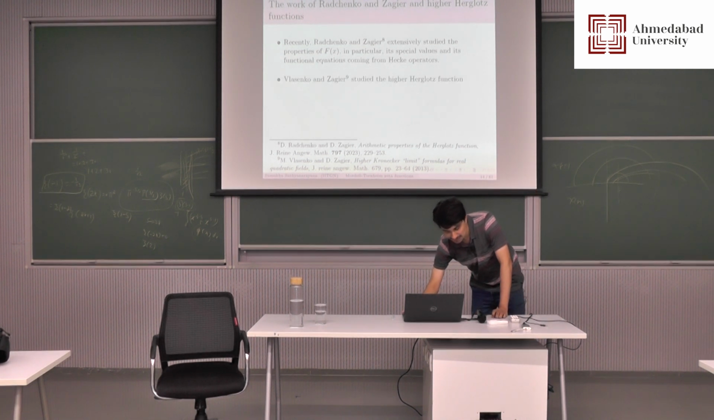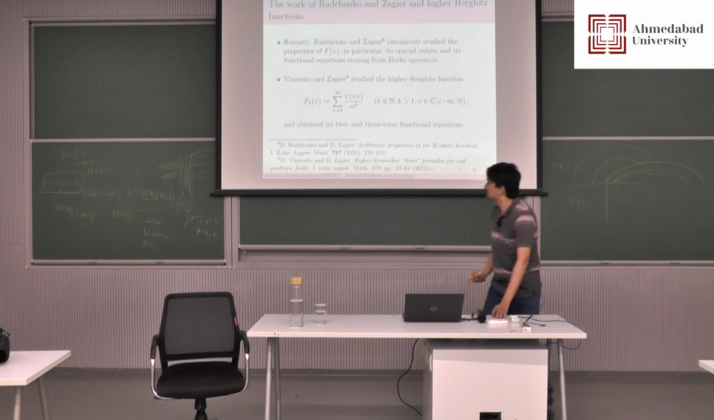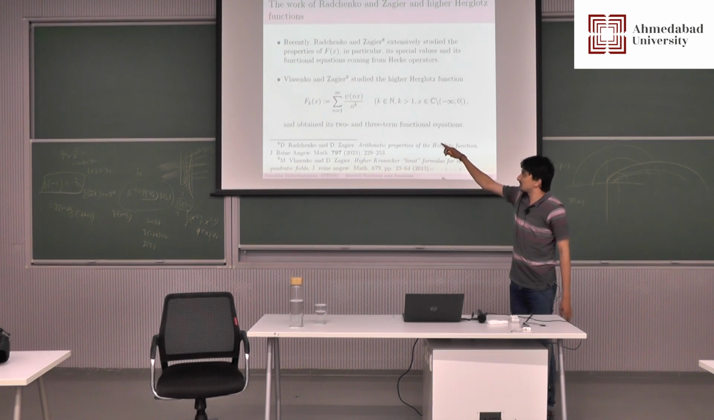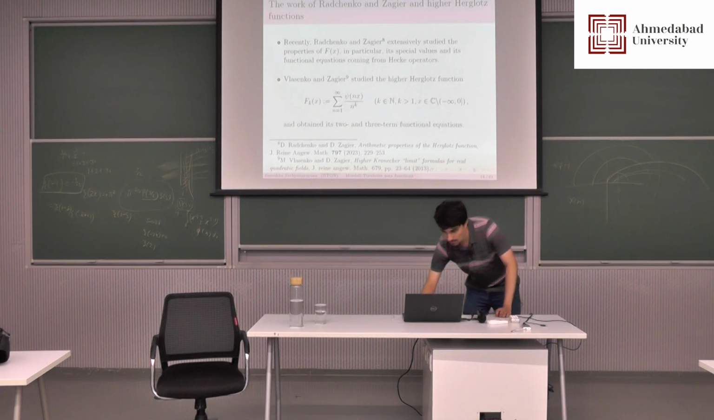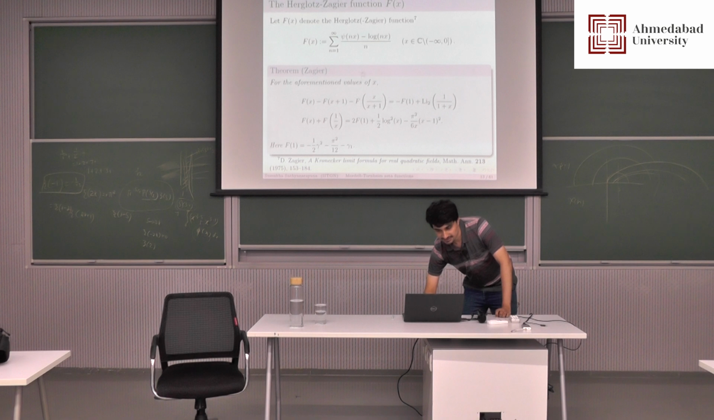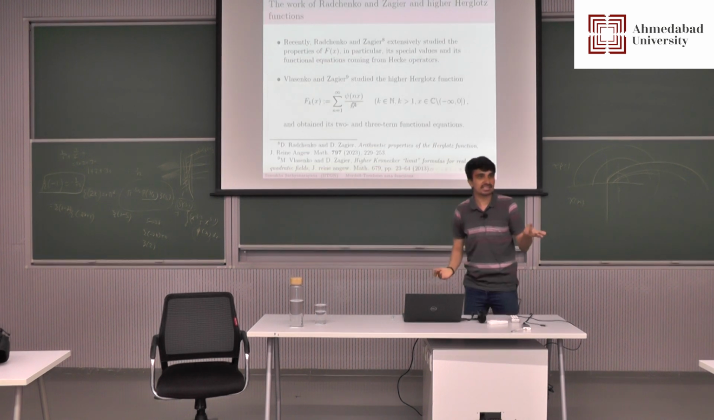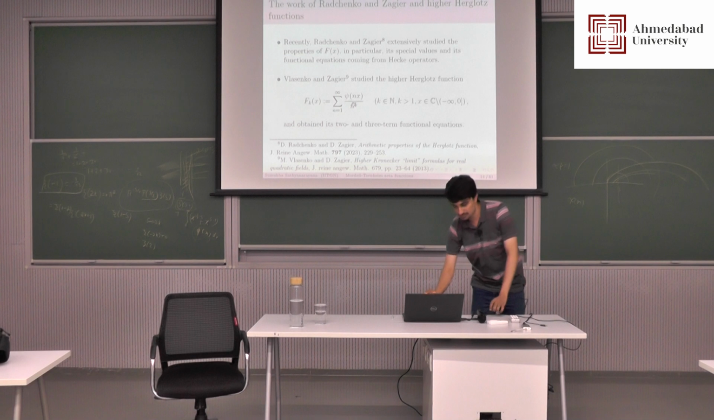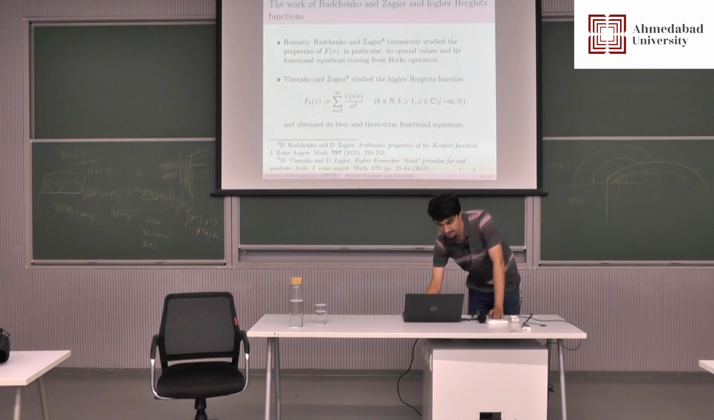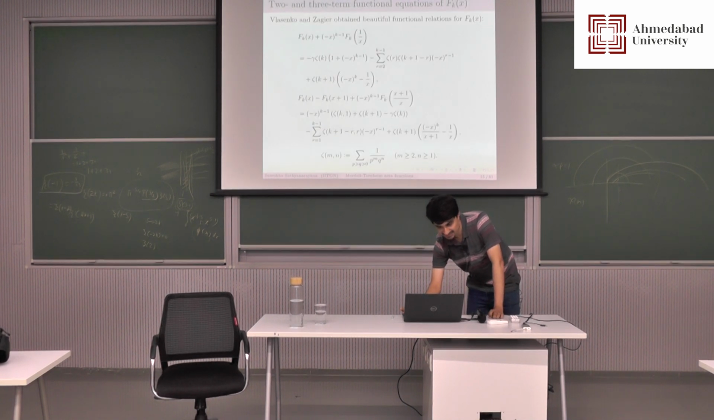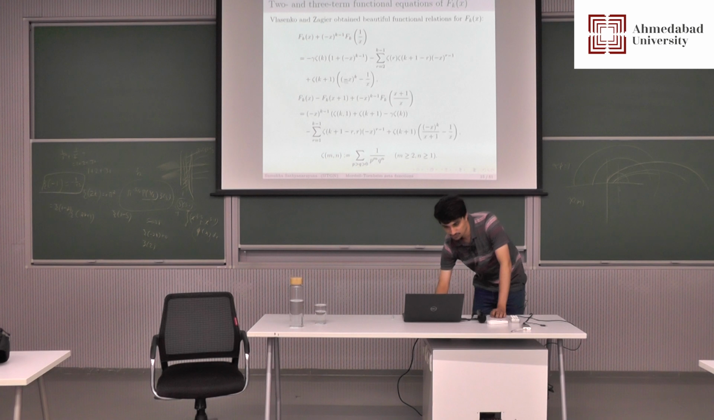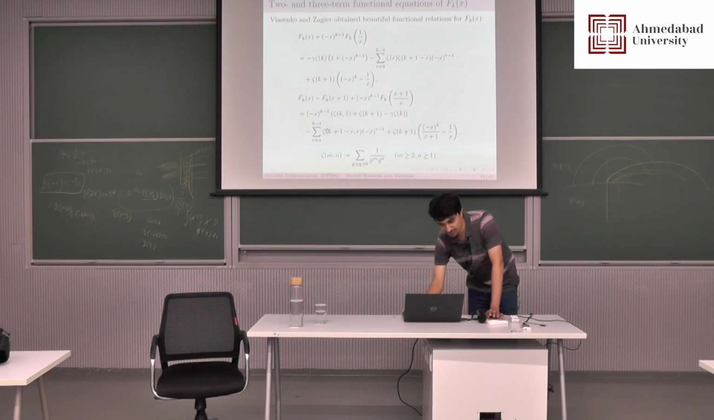And Vlasenko and Zagier considered a different function. Initially it was just n. Here it is n to the power k, because with n to the power k we need not subtract any terms. So this also satisfies the 2-term and 3-term functional equations. It looks something like this. This is 2-term, 3-term. Don't worry about the details, but they also satisfy it.